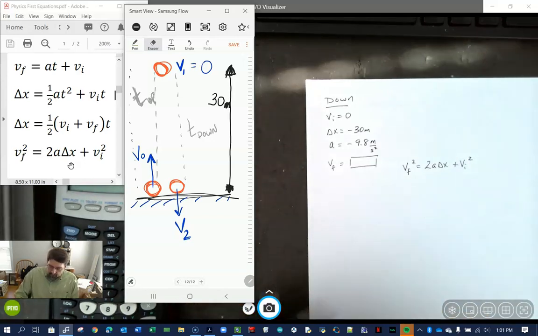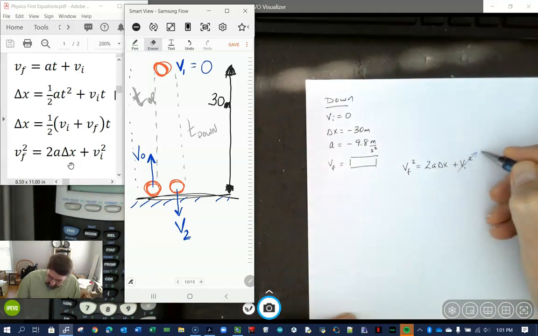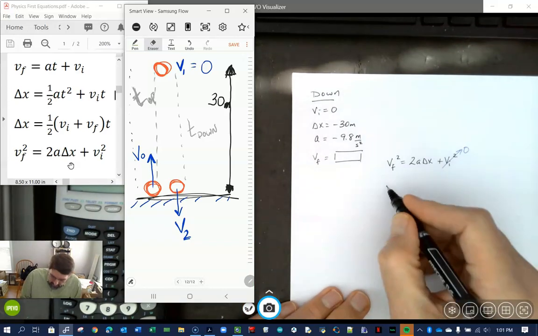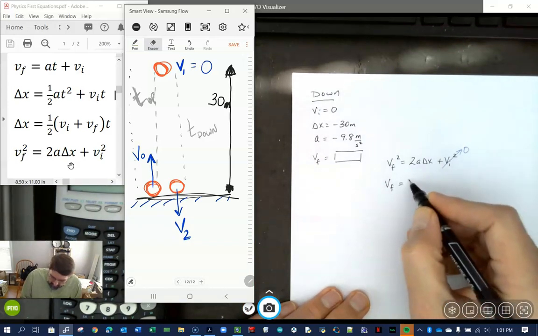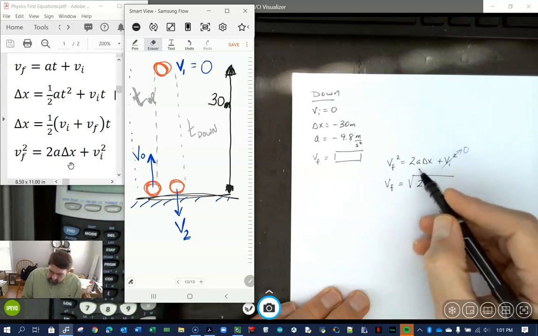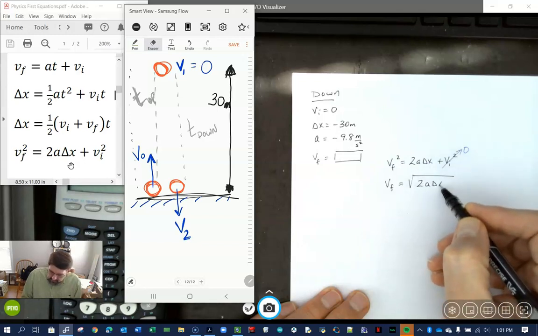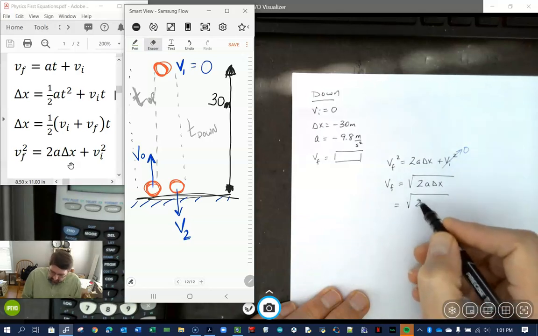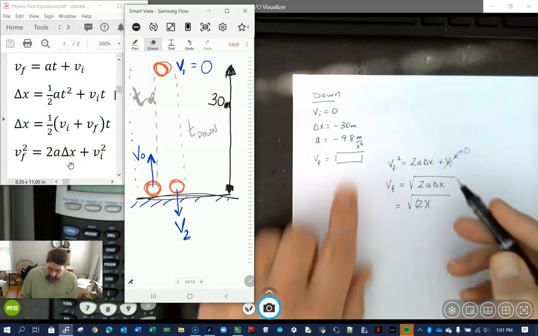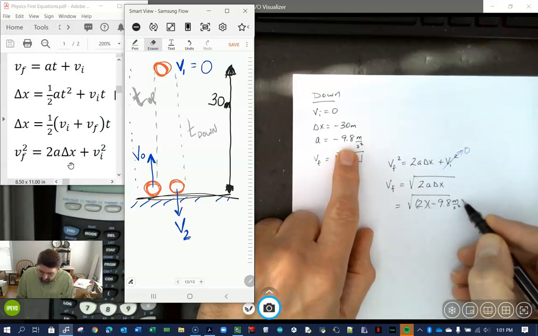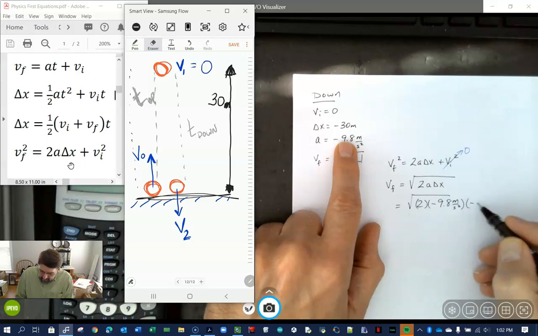Right? And what can we get rid of? We can get rid of vi because on the way down, the initial velocity was 0. And so this is going to be a much easier calculation. 2 times a times delta x, right? And now we plug in our numbers. a is negative 9.8 meters per second squared times negative 30 meters.